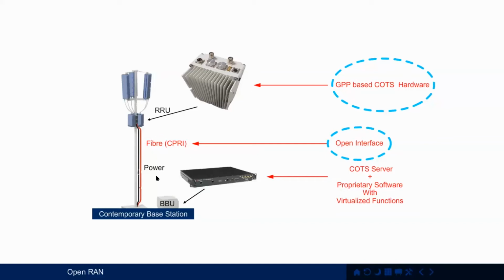The interface between the two, the RRU and the BBU, needs to be an open interface. And unfortunately, CPRI, the Common Public Radio Interface, which has been around for quite a few years now, isn't quite an open interface. But we have a new version called eCPRI that's been designed specifically for 5G, and that is in fact an open interface.